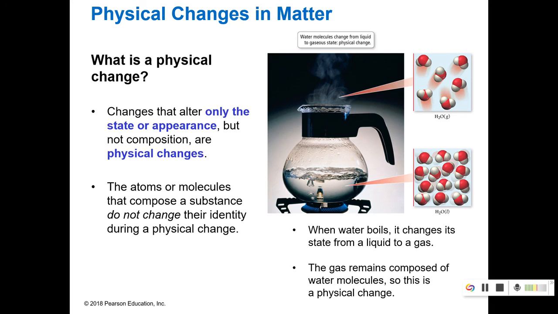I do want you to know sometimes people say that bubbles are an indicator of a chemical change, which is true, but these bubbles are caused by the heat that we're putting into it. So that's not particularly a chemical change. Okay, but the big thing is it does not change the identity of a substance. What's on the inside of it is still the same.